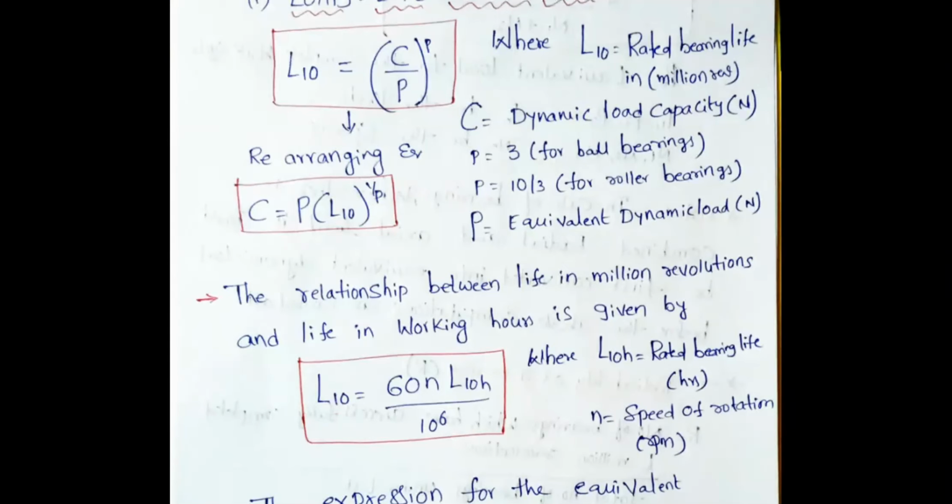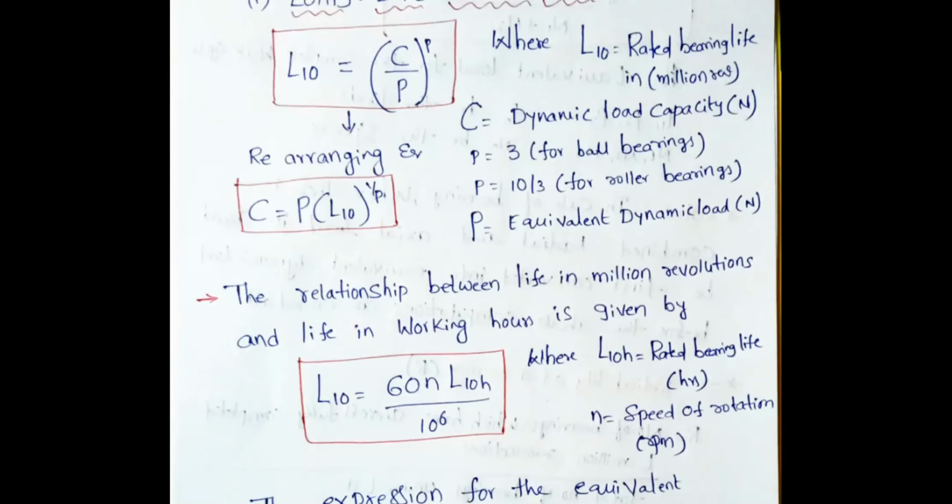Whenever you are supposed to estimate the life, this relation is very, very important. L10 equals 60 N L10H by 10 power 6. Right? Right. So I hope this screen is visible to everyone. Okay.